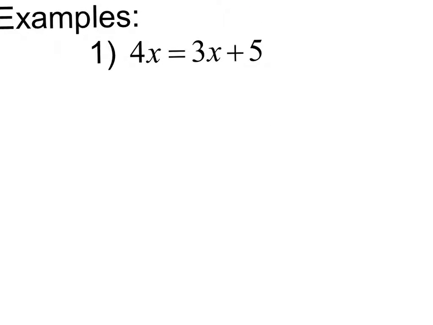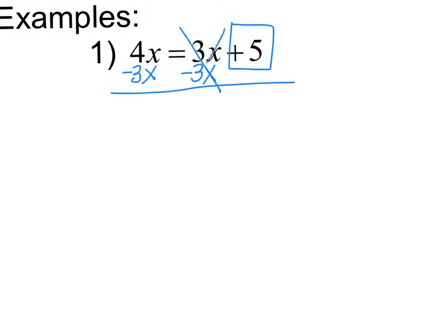Number 1, you can see that we have x's on both sides. On the right, we have also plus 5. So let's leave that alone and get rid of that 3x. Move it to the other side with the 4x. Since the 3x is positive, I'm going to do the opposite and subtract 3x from both sides. On the right, it's going to cancel, leaving me just with equals 5. On the left, 4x minus 3x is just 1x, and so I have my answer. That one's pretty simple.